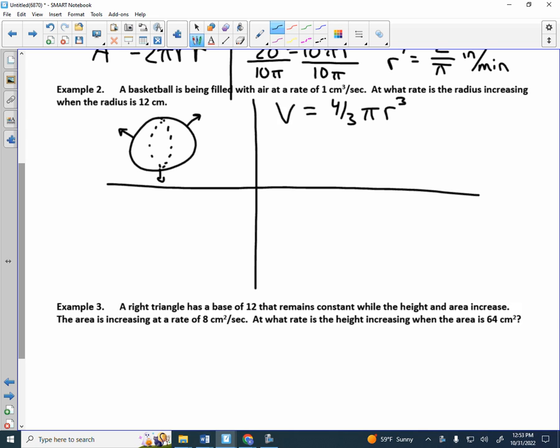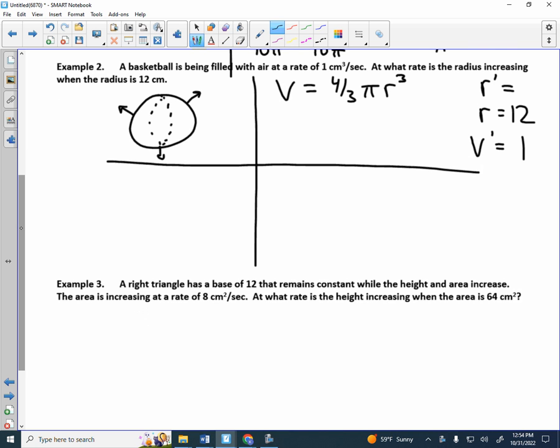What are you looking for in the problem? Looking for r prime. You are given the current radius, which is 12. And what else are you given? V prime is equal to 1. So I have my information. I'm looking for an r prime. In order to come up with an r prime, I'm going to need a derivative. So I take the derivative with respect to time.